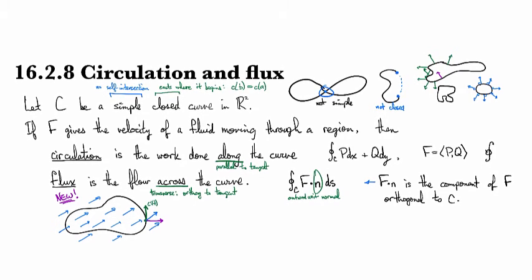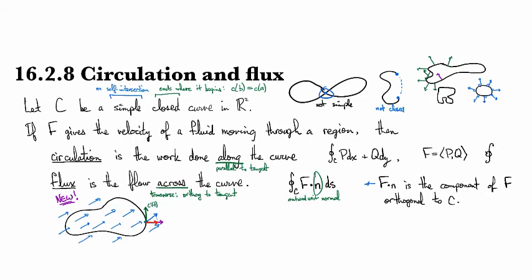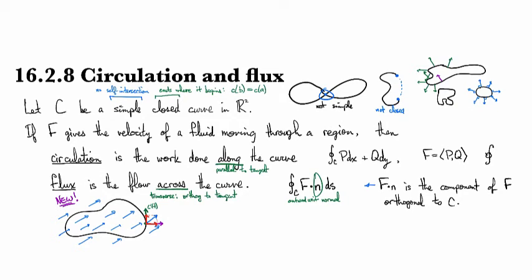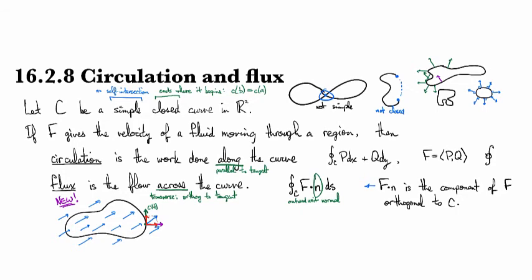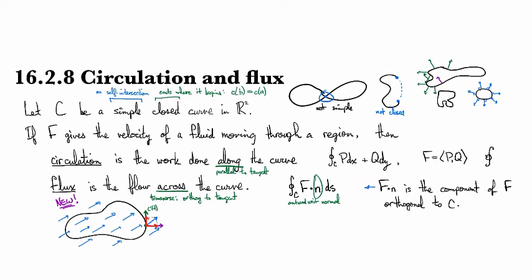And so the force field is going to break down into orthogonal pieces. One part which is going straight across, that's going to be where you get flux. One part that's going parallel, that's where you get the circulation. So when we look at circulation or flux, we're just asking which part of the vector field do we care about? Do we care about the part of the vector field that's going along the curve, or the part of the vector field that's going transversely across the curve?